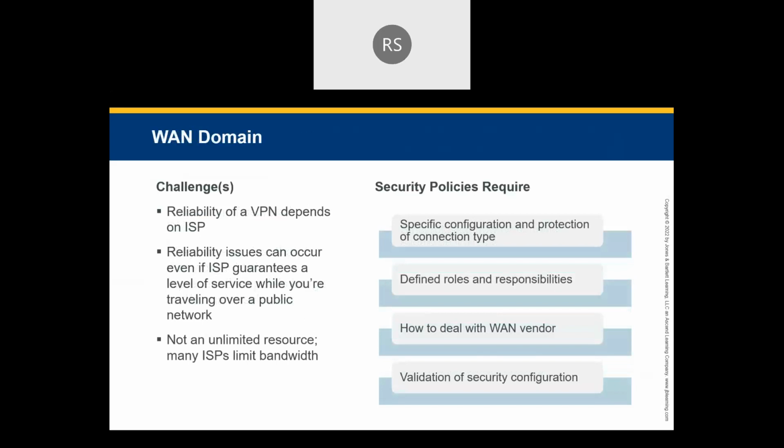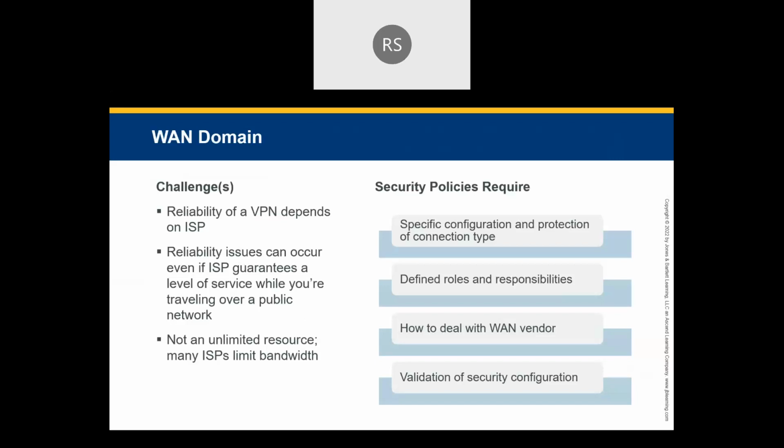Now, the reliability of that VPN is going to be subject to the quality of the service provided by the internet service provider. So, even if an ISP guarantees a certain level of service, there still can be issues when traveling over the public network. Additionally, sometimes ISPs will impose bandwidth limitations, and that can also impact the performance and availability of the WAN connection.